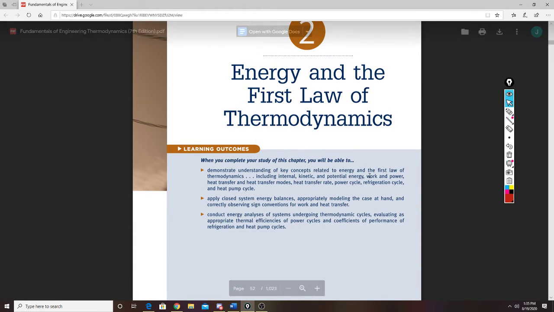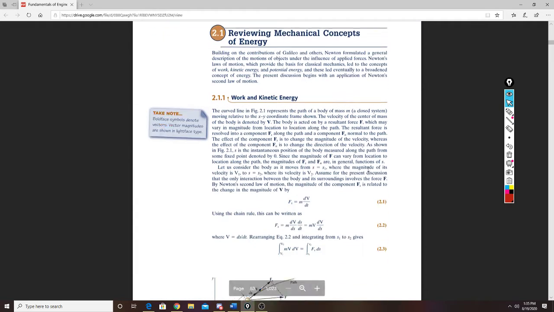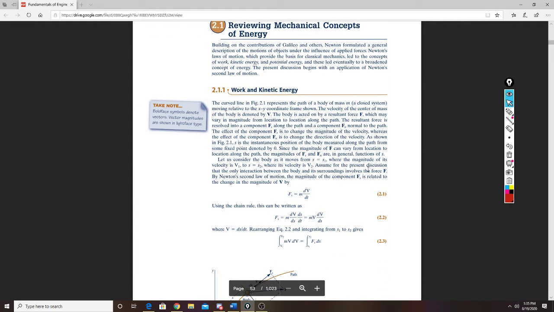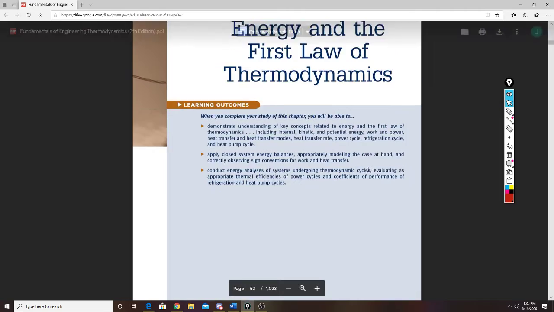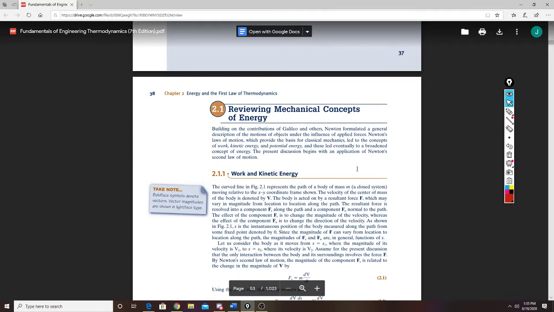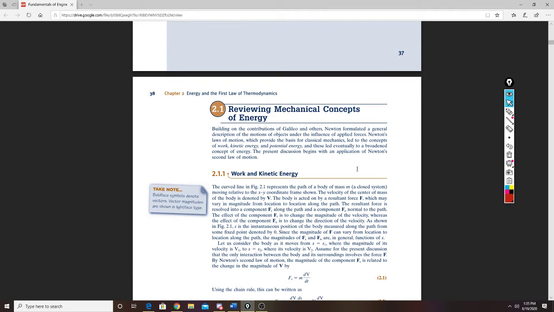So energy and the first law of thermodynamics. So we have, this is basically the first section that you would be tested on and the first section that you'll be getting homework over. So this is where the class really begins. All right.